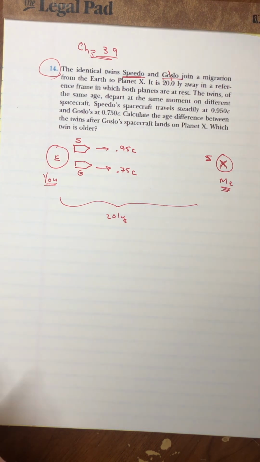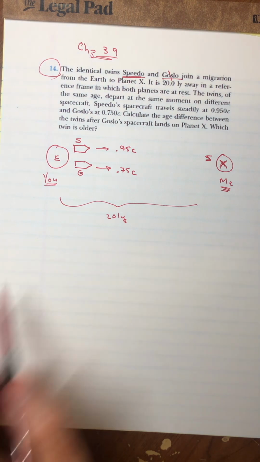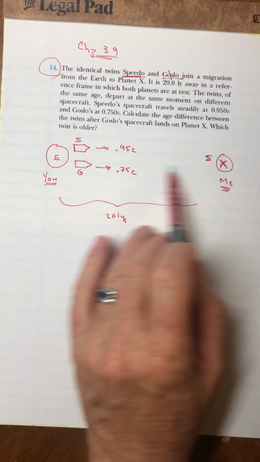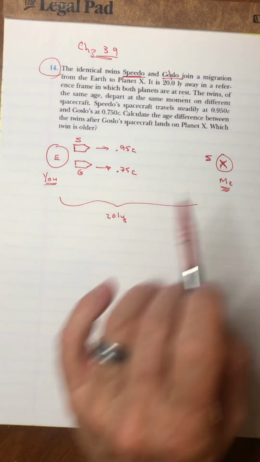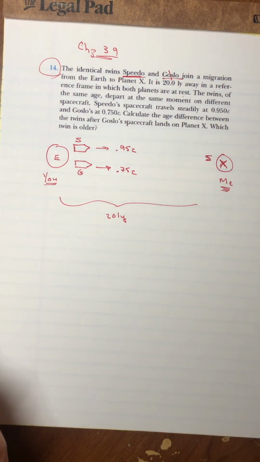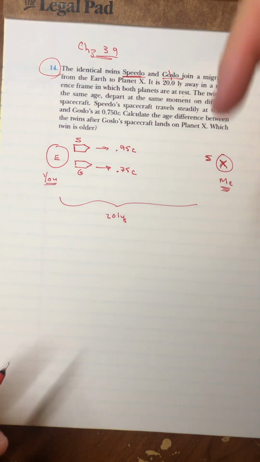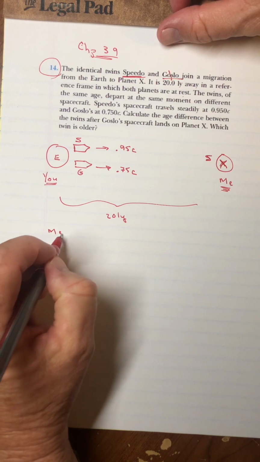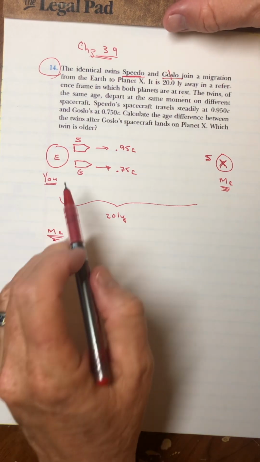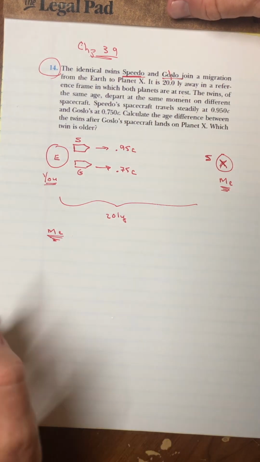So let's do this. Probably the easier one to do is Go Slow, because Go Slow just has the motion and that's it, whereas Speedo has some motion and then sits on planet X for a while waiting for Go Slow. So I'll say a couple of things, like how much time elapses for me as I'm waiting for Go Slow to get to me.